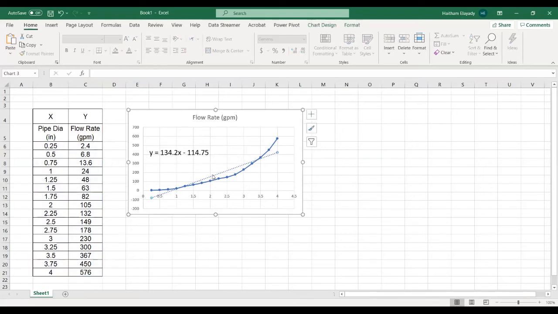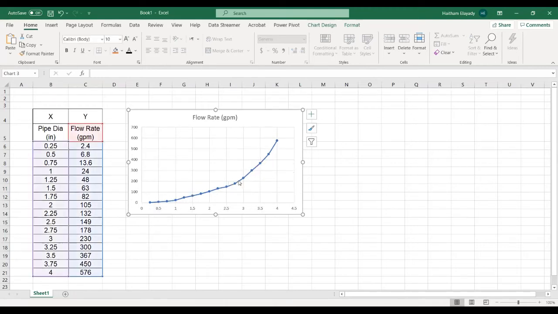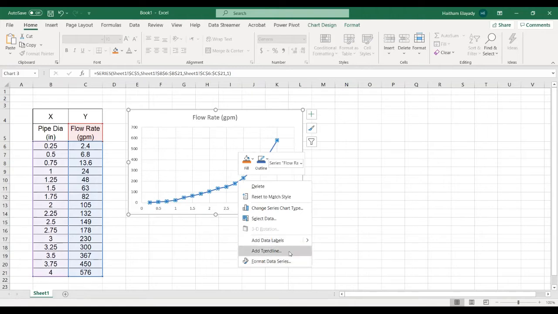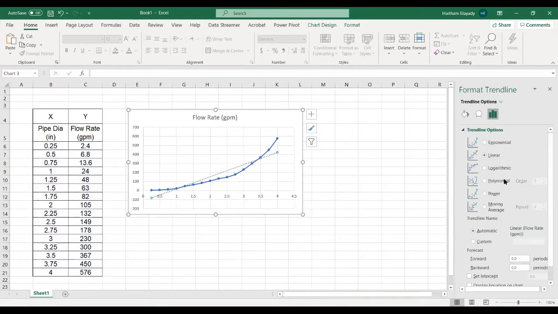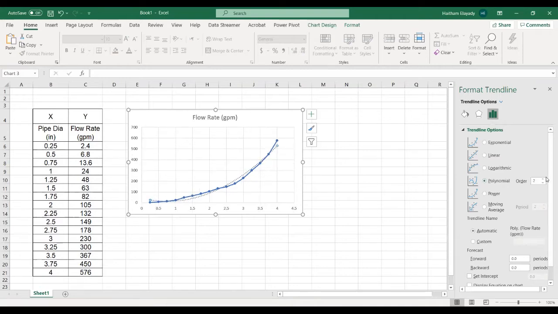Okay, so now if I want to get the nonlinear equation, then simply I will click again on the line diagram, right-click, click on Add Trendline, and I go here to the polynomial. And here I can even select the degree of the equation. As much as I increase my degree, you will see that the trend line will be almost touching the line of the scatter diagram, and the errors will be much less.